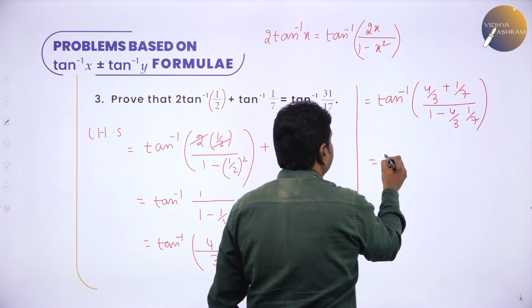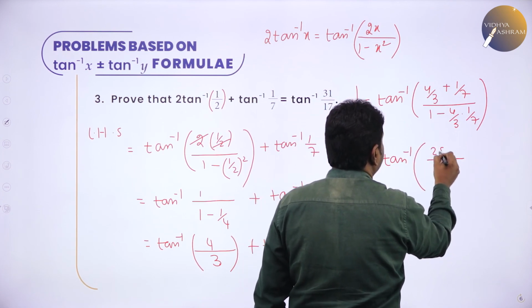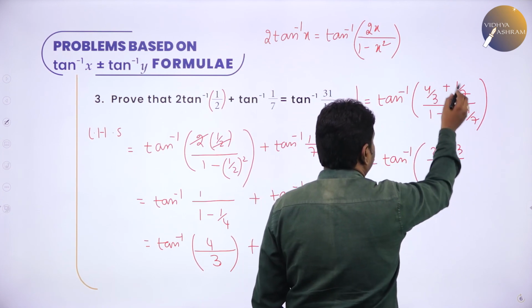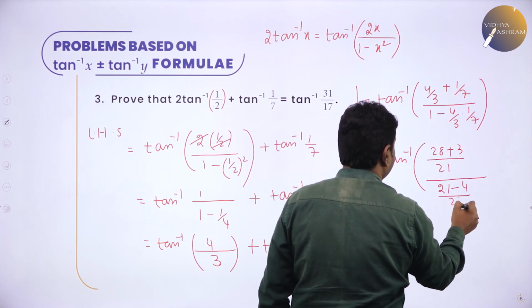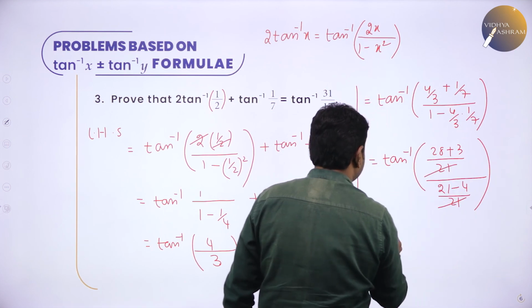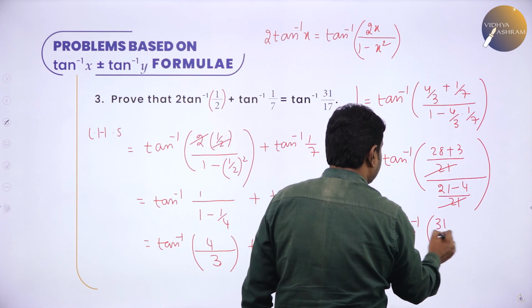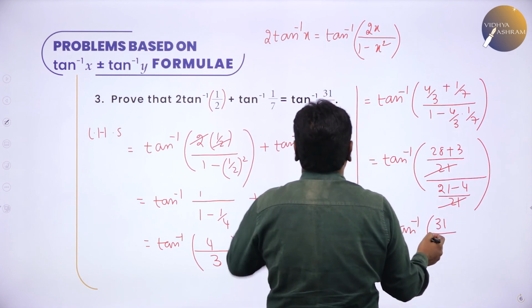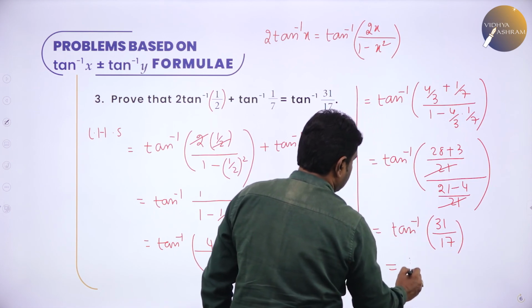So further simplify this. Tan inverse of, LCM is 21, 28 plus 3, cross multiply. Denominator 21 minus 4 by 21. So 21 cancels, so you are left with tan inverse of 28 plus 3 becomes 31, 21 minus 4 gives you 17. So RHS.